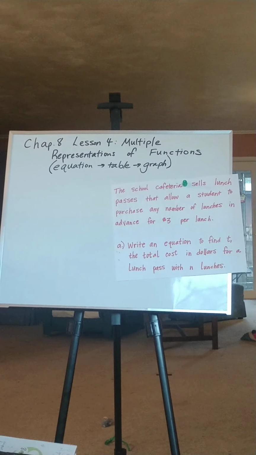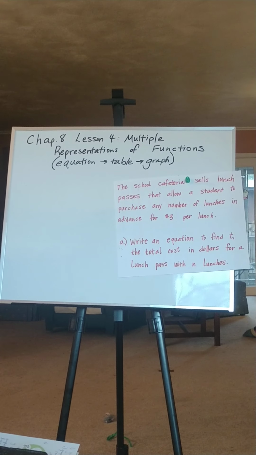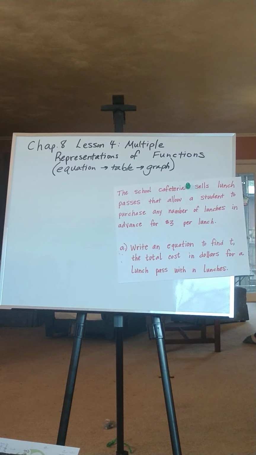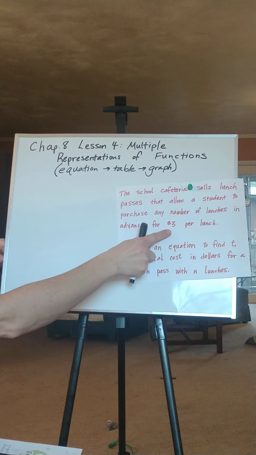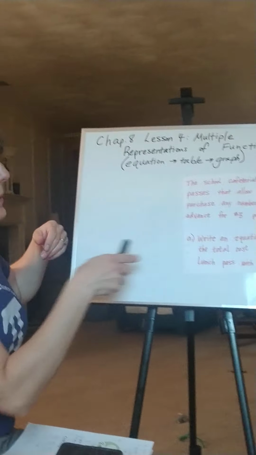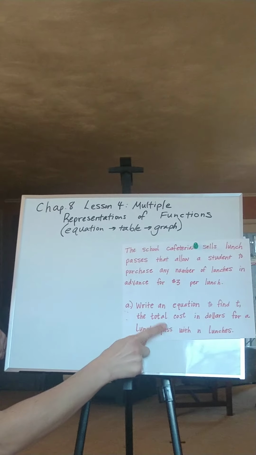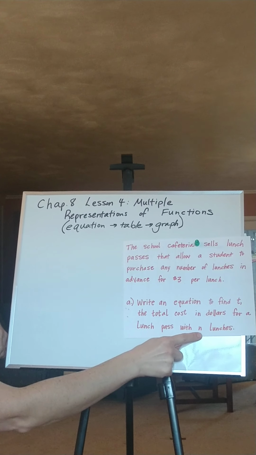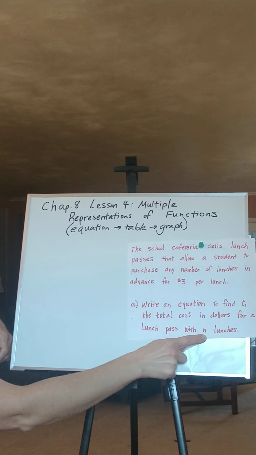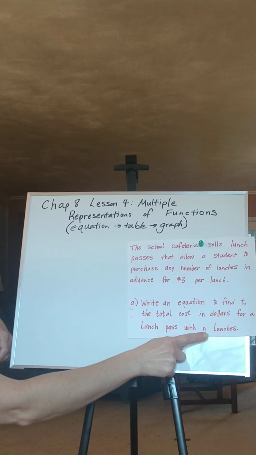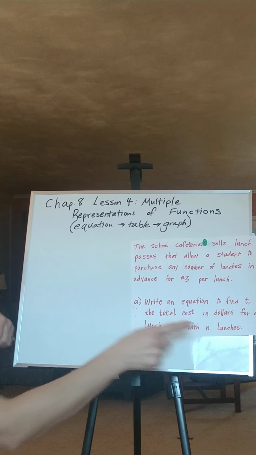So take a look at this question. It's about school lunches. You're going to be purchasing lunches and they cost $3 a piece. So we're going to write an equation to find T, the total cost of all those lunches for a lunch pass with N number of lunches. We don't know how many lunches we're going to buy. That's why it's a variable N.